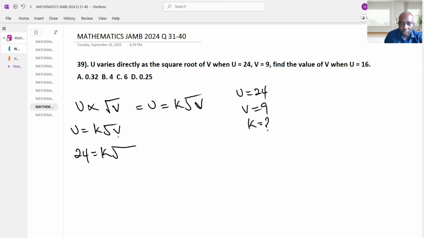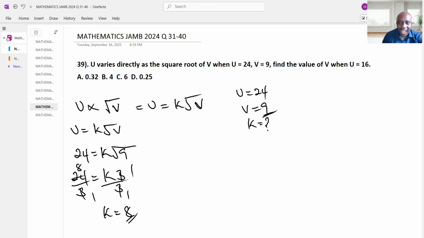And square root of what? What is V? V is 9. 24 equals K times, what is the square root of 9? 3. Now we have the coefficient of K. We are going to divide both sides by the coefficient of K, which is 3. 3 here 1, 3 here 1. 3 in 24 is going to give me 8. Therefore, K equals what?